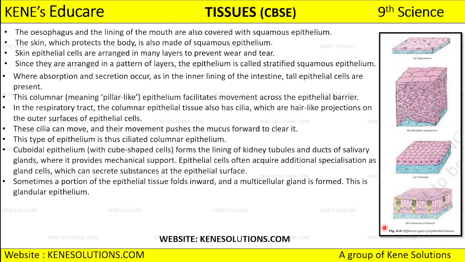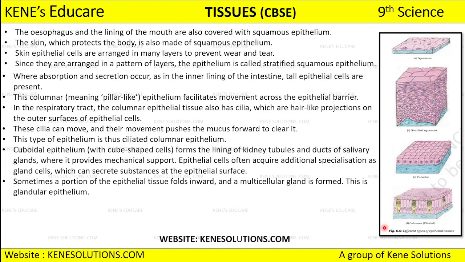Okay, then we have the esophagus and the lining of the mouth, which are also covered with squamous epithelium, and the skin that we have, which protects the body, is also made up of squamous epithelium. Here the skin epithelial cells are arranged in many layers. Now why? What is the reason behind arranging them in many layers? So that it can prevent wear and tear. The wear and tear that appears on the skin can be prevented. Okay, and since they are arranged in layers, the epithelium is called stratified squamous epithelium. What do we call that?